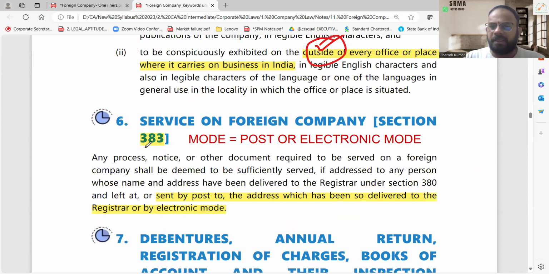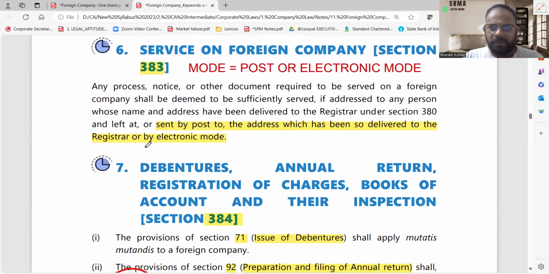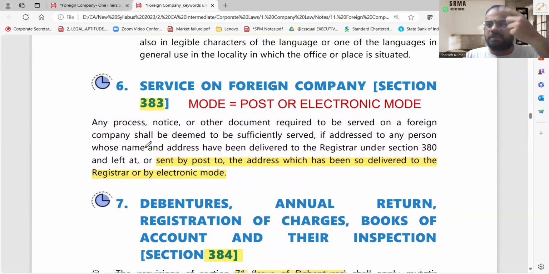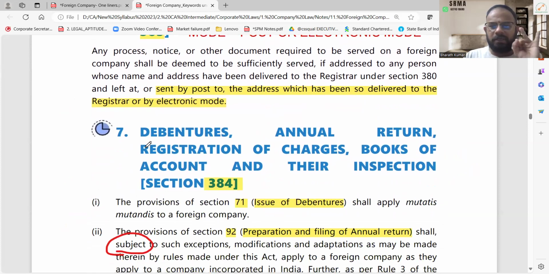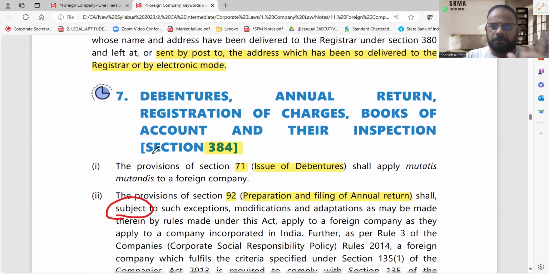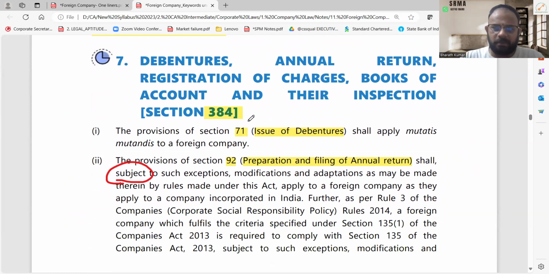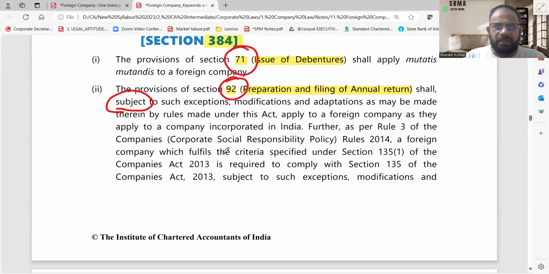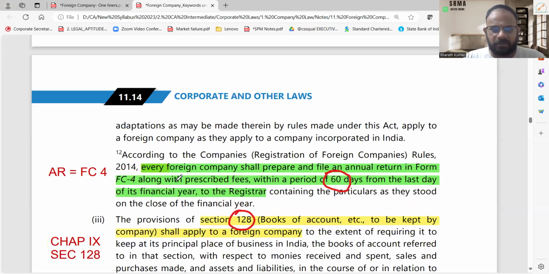Service on a foreign company. What mode, I already told you: it is post or electronic mode. Electronic mode, I told you, is very important. Correct? Next, see the section numbers like this. It will cover debenture, annual return, registration of charge, books of accounts, inspection. We already told: debenture means 71, provisions of annual return means 92. The remaining ones are nothing, we already covered them in that particular chapter.